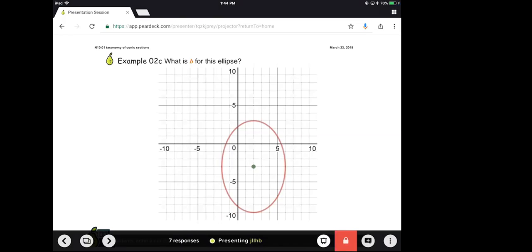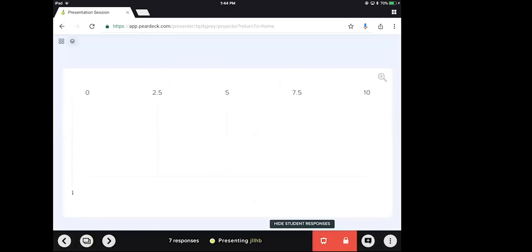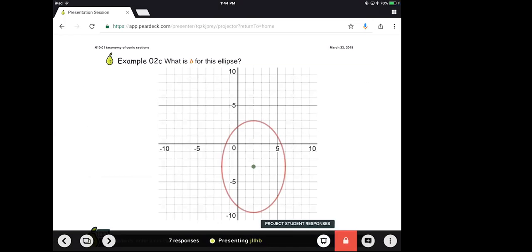Since A is always longer for the ellipse, A is always the bigger one. A in this case is going to be 6, and B is going to be 4. I got most people saying 4, so yeah.